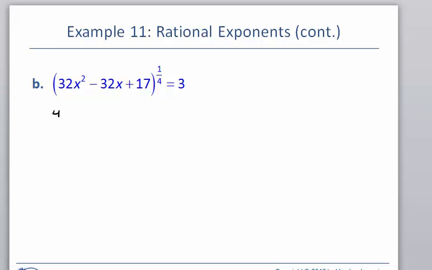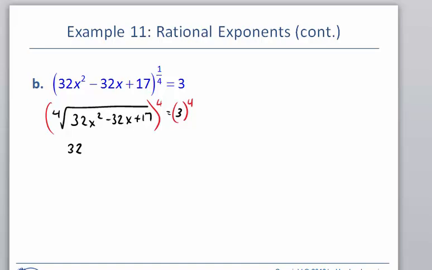So I am going to write it this way. I'm going to write it as the 4th root of 32x squared minus 32x plus 17 is equal to 3. And now we have a radical that has been isolated. How do we solve it? We raise both sides to the 4th power. If we're dealing with a 4th root, we're going to raise to the 4th power, which is going to cause the radical to come off on the left. And 3 to the 4th, 3 times 3 times 3 times 3 is 81.